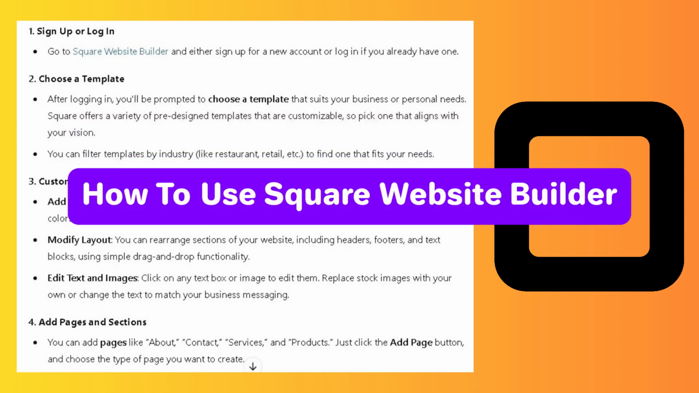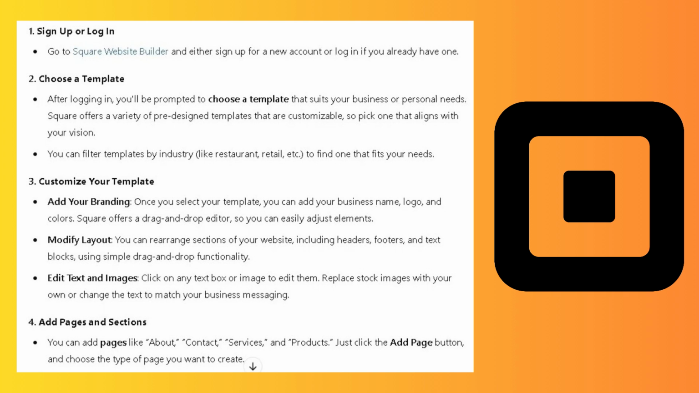In this video, we will learn how to use Square Website Builder. First, go to the Square Website Builder and sign up for a new account or log in using your credentials. After logging in, you'll be prompted to choose a template that fits your business or personal needs.